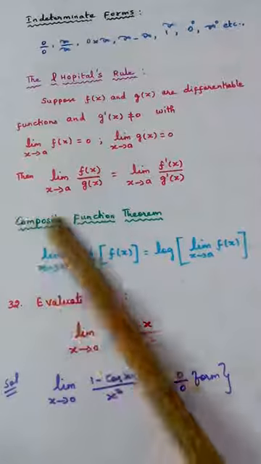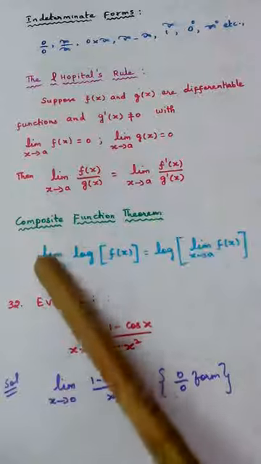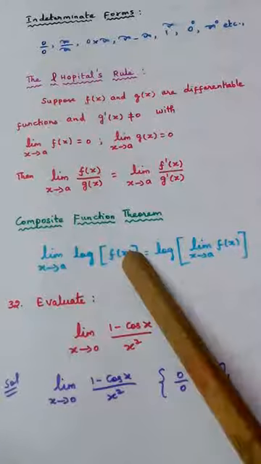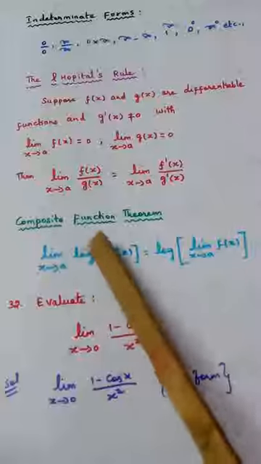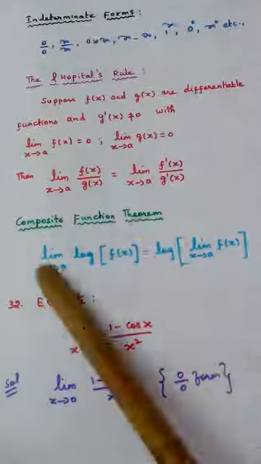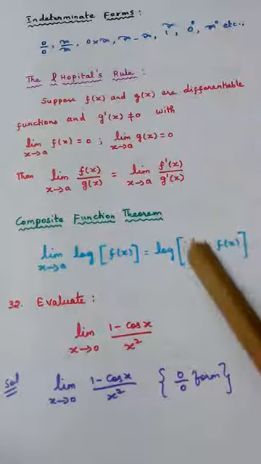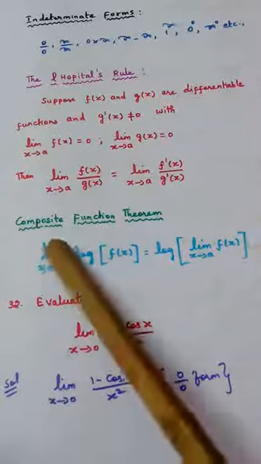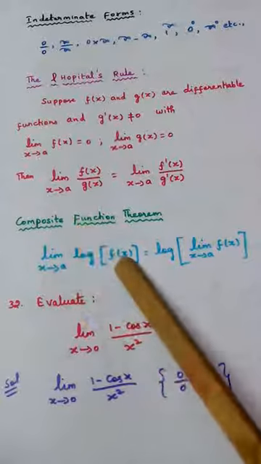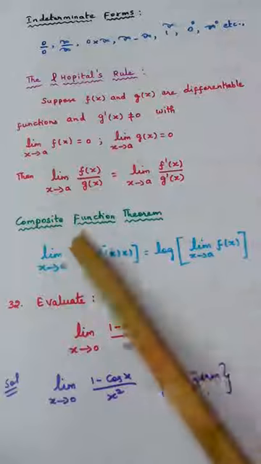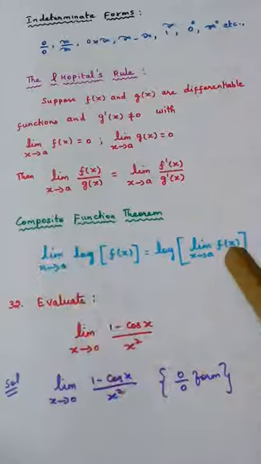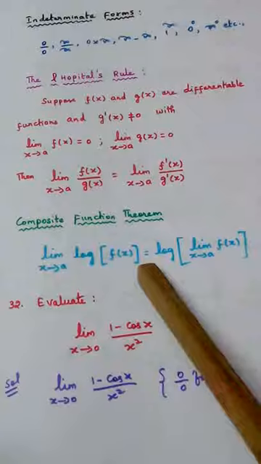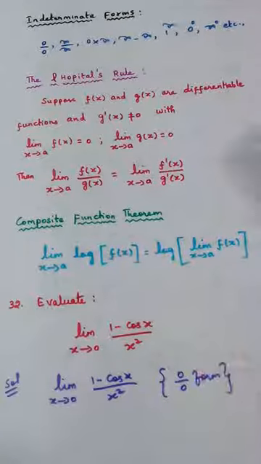The next thing, composite function theorem. What this theorem says is limit x goes to a log f of x can be written as: log can be taken outside and limit can be taken inside, and we can write like this. This is called composite function theorem. Can I repeat? Limit x goes to a log f of x can be written as log taken outside, limit taken inside, which is called composite function theorem. We will stop up to this, continuing the problem in the next video.